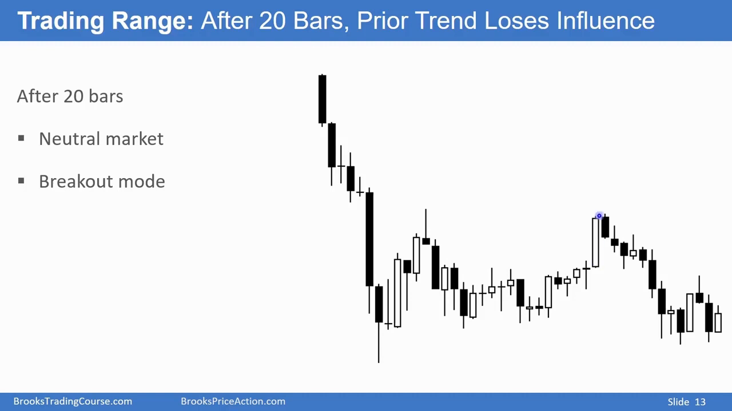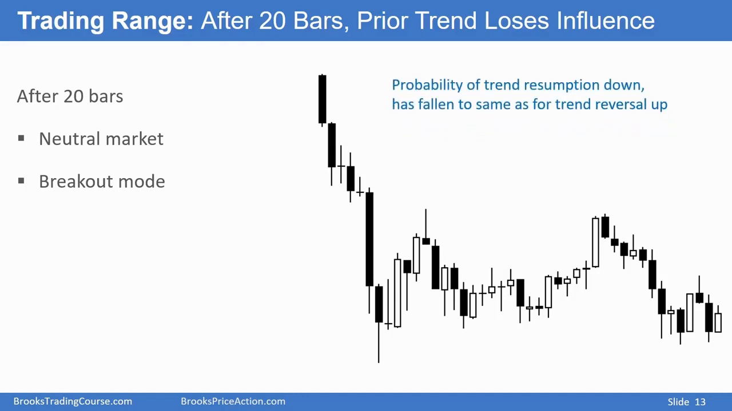50% of the time, the first breakout fails, like here. We have a triangle or a tight trading range. We have a bull breakout that fails. And ultimately, a breakout up or down, 50% chance it'll be up, 50% chance it'll be down. But after about 20, 30, 40 bars, the probability of trend resumption down becomes the same as the probability for trend reversal up.